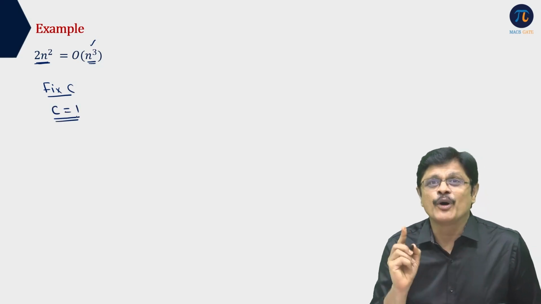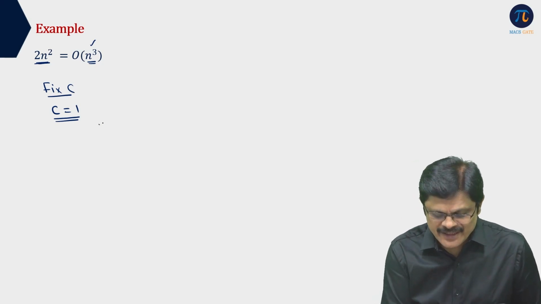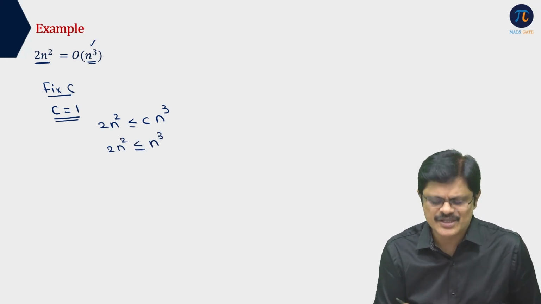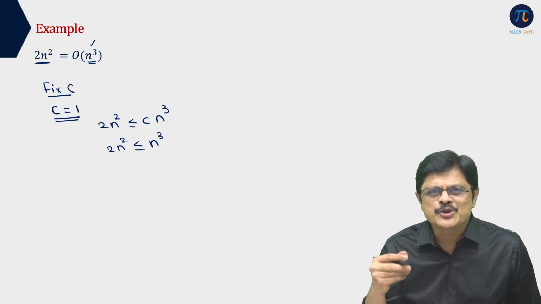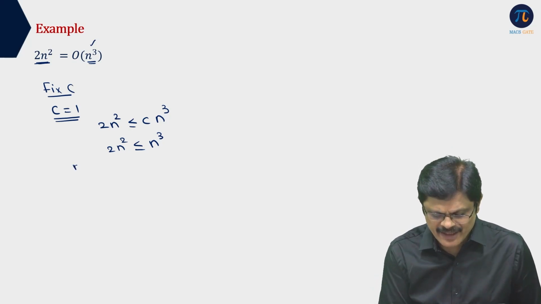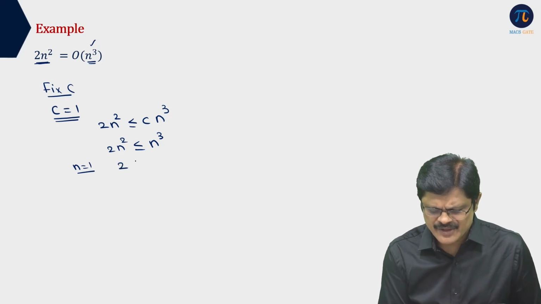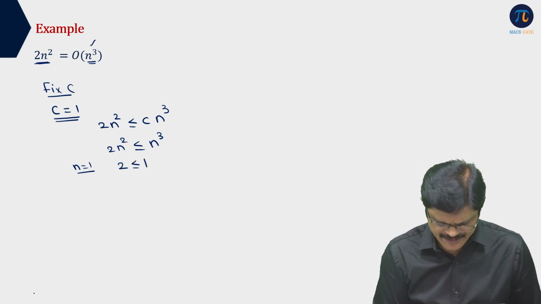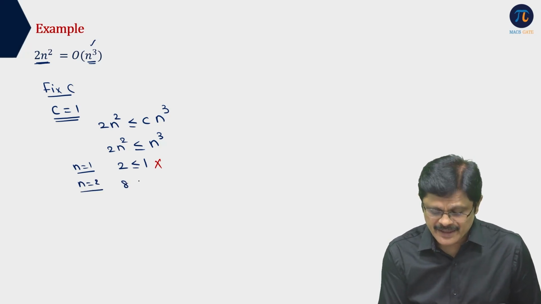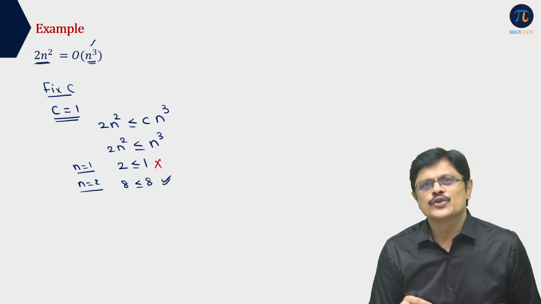So for this C, I want to find n naught satisfying the following condition. What is the condition? 2n square should be less than or equal to C into n cube. That is, 2n square should be less than or equal to n cube, as I took C as 1. You can try substituting values, n is equal to 1, whether it is satisfied or not, n is equal to 2, like that you can verify. N is equal to 1: 2 less than or equal to 1, not satisfied. So let us try n is equal to 2. 2 square is 4, 4 times 2 is 8. 8 less than or equal to 8, it is satisfied.